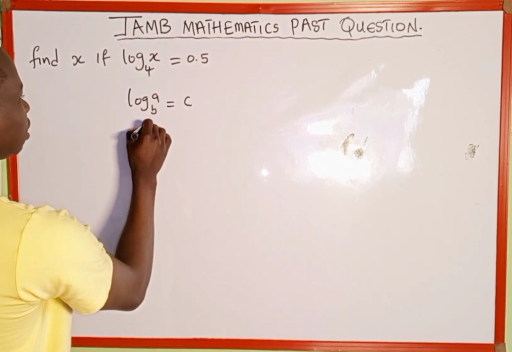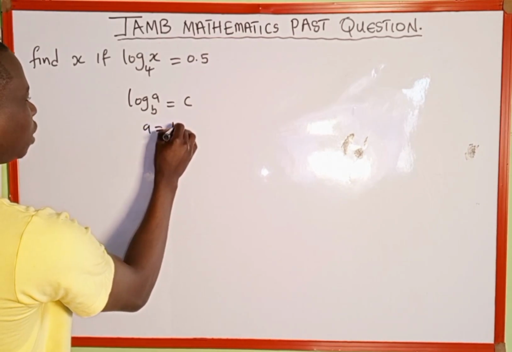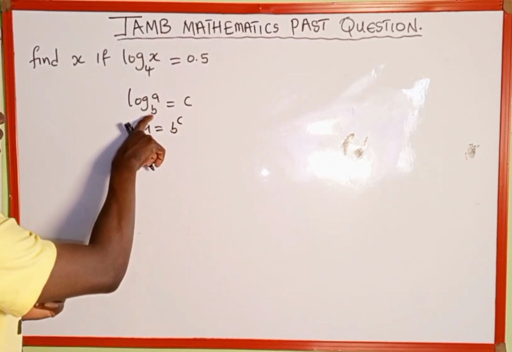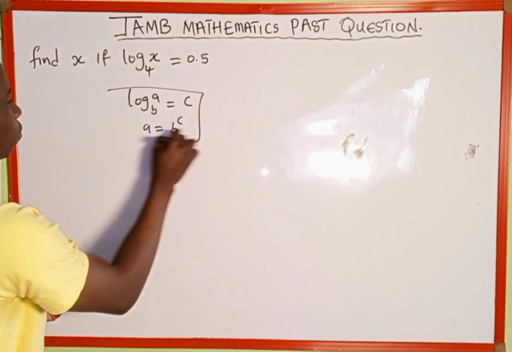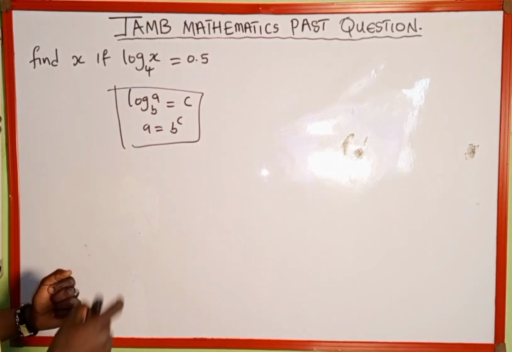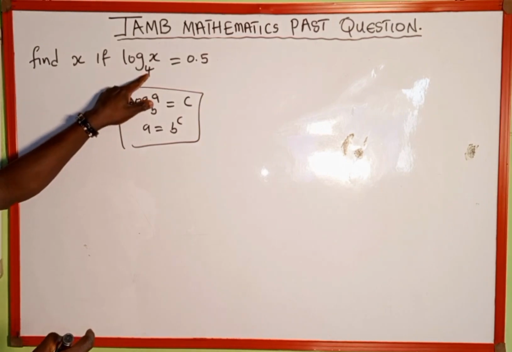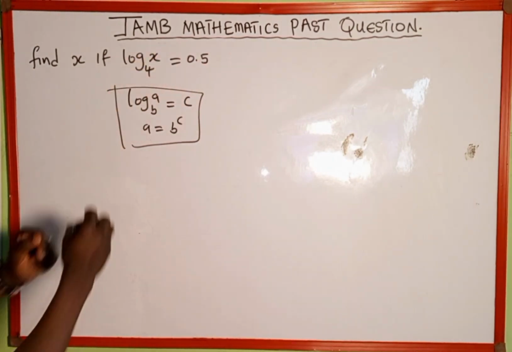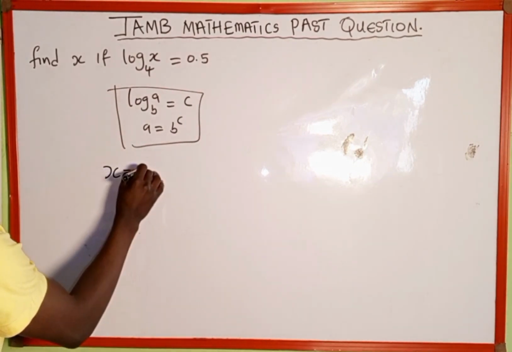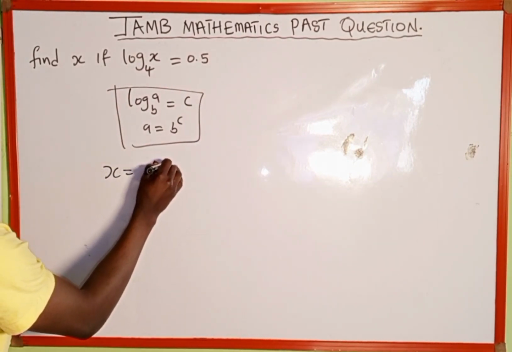So this is going to be the same as what? a is equal to b raised to the power of c. We raise this b to the power of c, then we equate it to a. So this is the property we are going to apply to solve for the value of x from this equation. So this 4 is going to be raised to the power of 0.5, then we equate it to x. So x is equal to 4 raised to the power of 0.5.